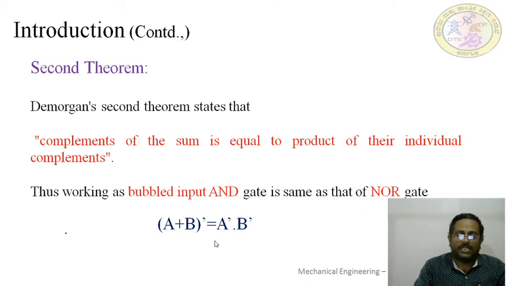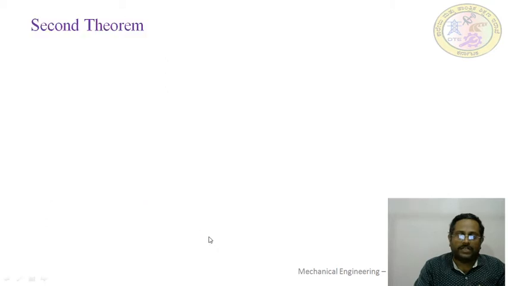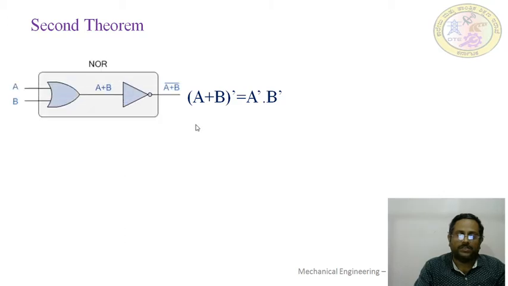Next, we will see the circuit diagram for this equation. For the equation A plus B whole bar is equal to A bar into B bar, the circuit diagram for the LHS, that is A plus B whole bar, is constructed using a NOR gate. Here, in the same way as the NAND gate, the NOR gate is also constructed in two ways. One way is an OR gate followed by a NOT gate. Another way is an OR gate followed by a circle at its output.